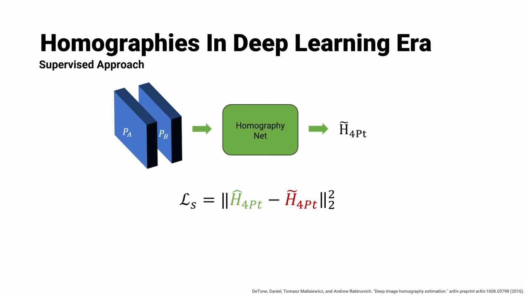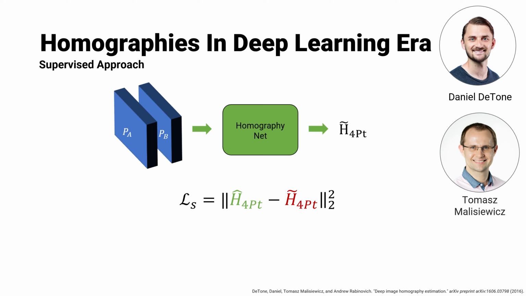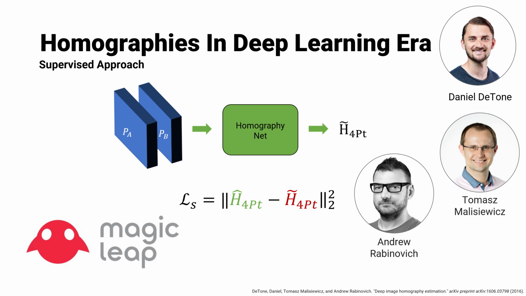This paper called Deep Homography Estimation was written by Daniel DeTone, who is currently at Facebook Reality Labs and was at Magic Leap before. Tomasz Malisiewicz was the other one, who is again in Meta Reality Labs, and Andrew Rabinovich, who works in a company called Headroom, which works on video conferencing. This work was done at Magic Leap.